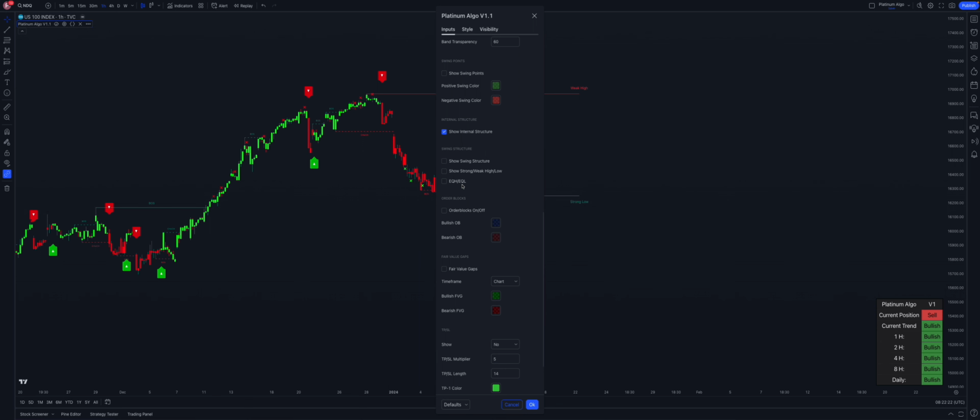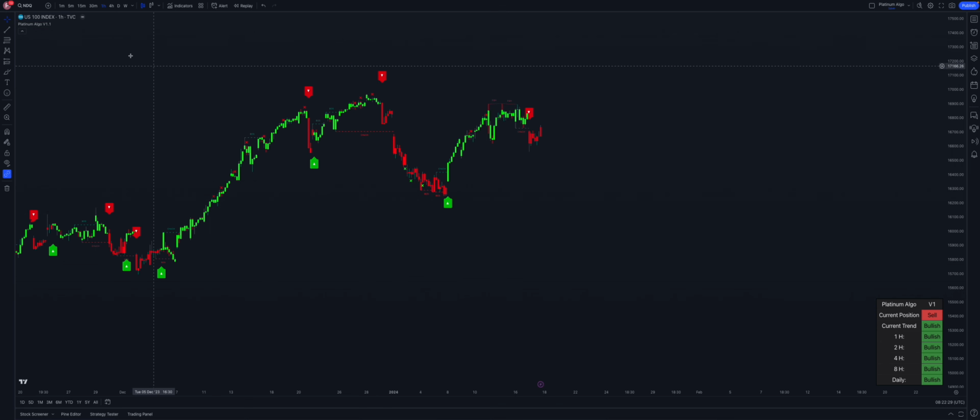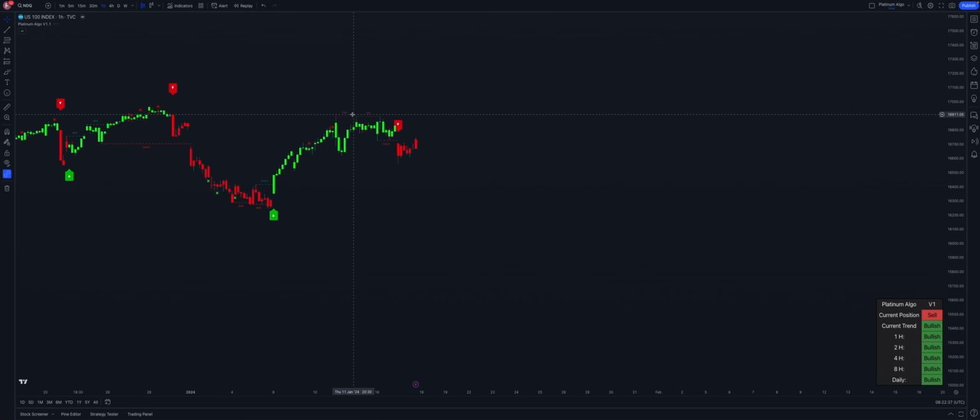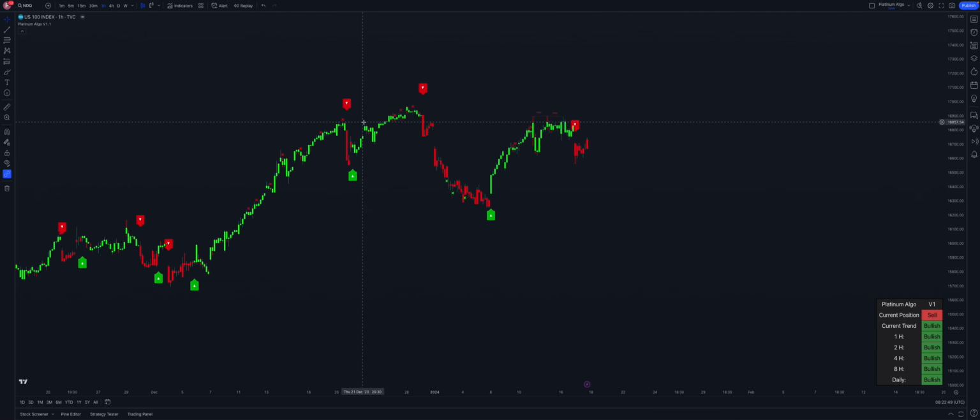Next, we have the equal highs and equal lows indicator. So this is very self-explanatory. It shows the equal highs and equal lows on the chart. So for example, here we have equal highs, also known as liquidity. You might want to pay extra attention to equal highs, as these are points which will most likely be liquidated in the near future.